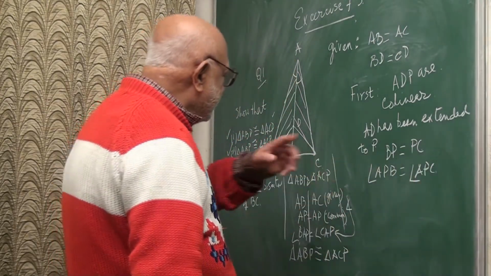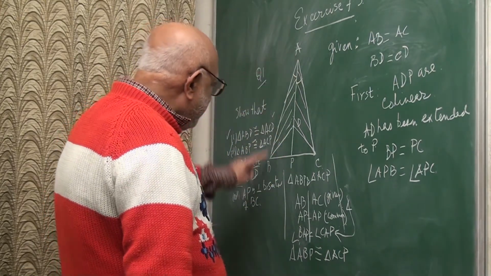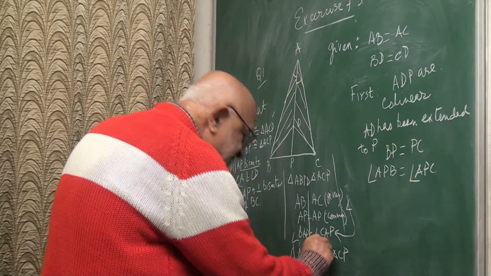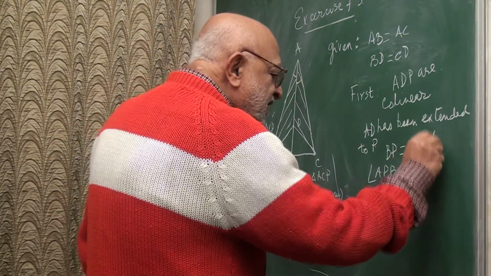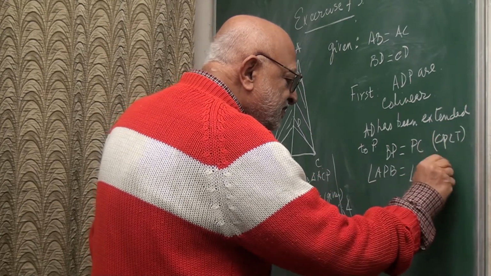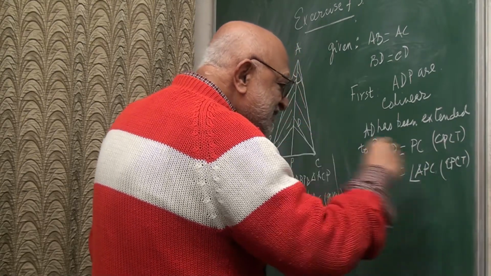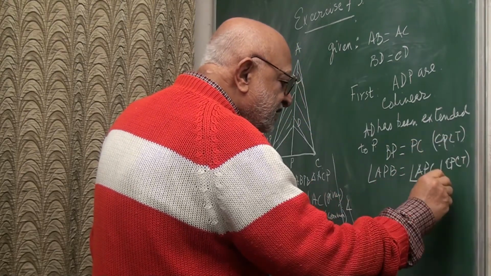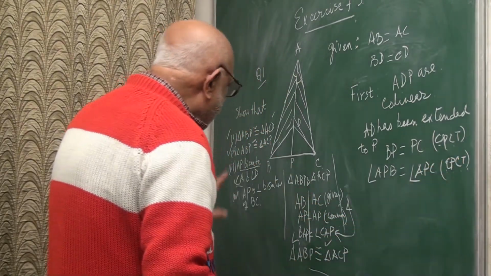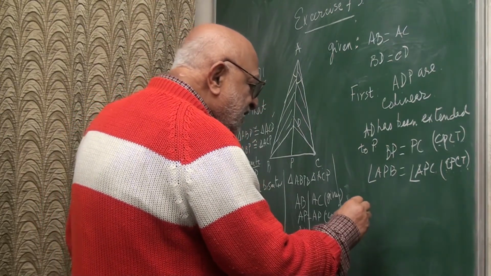These two I can take. And because I have proven angle ABP is congruent to angle ACP, I have proven this congruency. So these will all be CPCT, congruent, corresponding parts of congruent triangles. So this I can easily do. Now let us come to the next part.